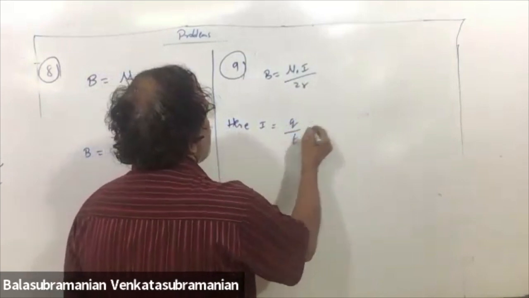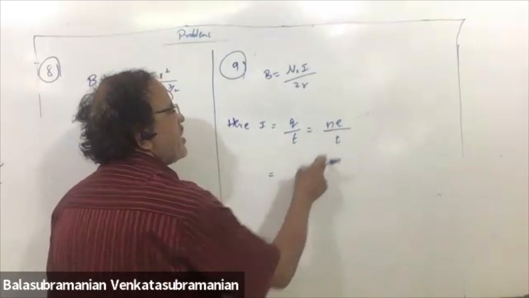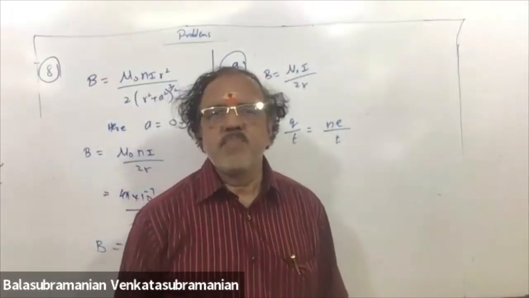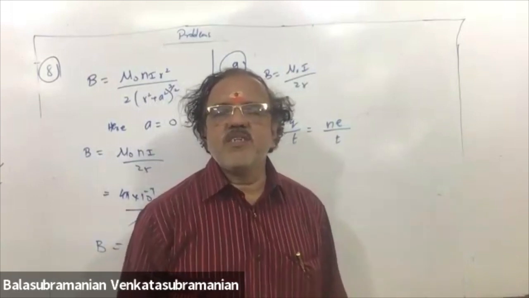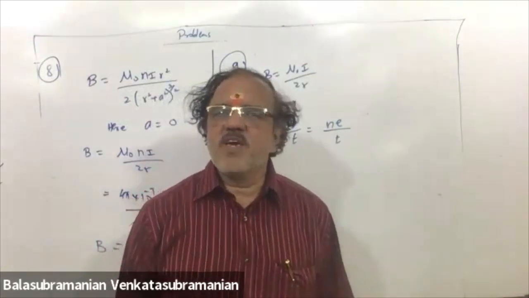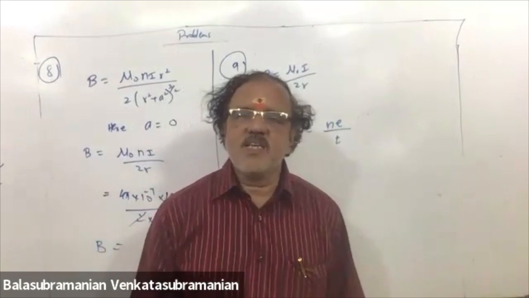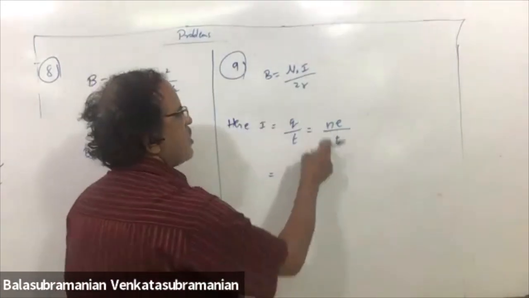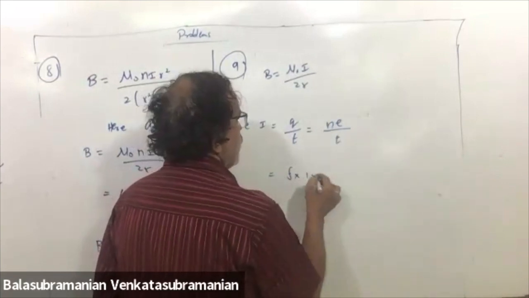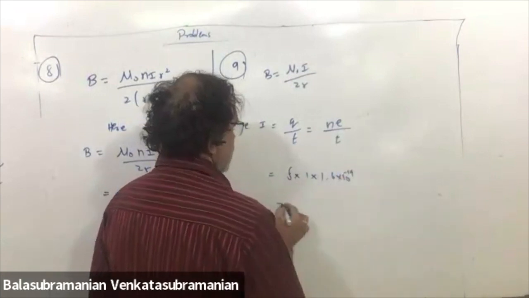Current is charge by time, that is N e by T. 1 by T is nothing but frequency, the number of oscillations per second, or number of vibrations per second, or number of cycles per second. Anything you can write. 1 by T we call frequency, that is F. Number of electrons is 1. e is 1.6 into 10 power minus 19.